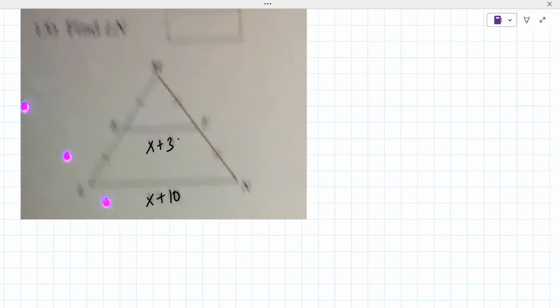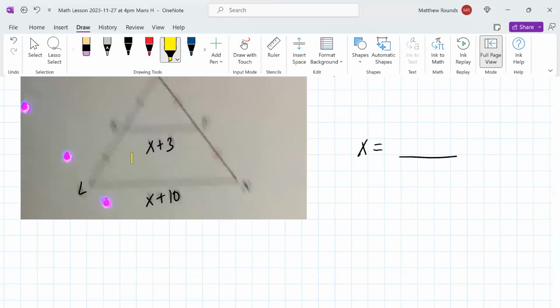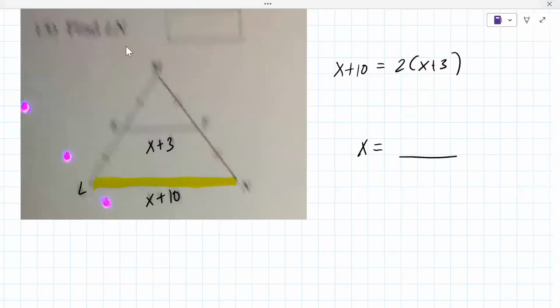All right. So this time it's the same thing as before. X plus 10 equals 2 times x plus 3. This time, after you find x, whatever you get for x, you have to put it back into the one that they want. They want this length down here, LN. So I'd like you to solve this equation for x and put it in. It's really no different than what you've been doing.